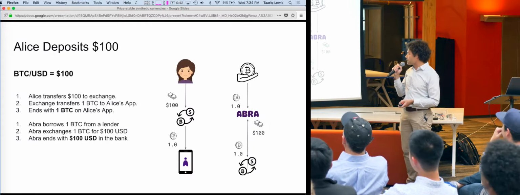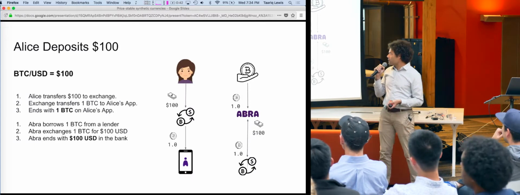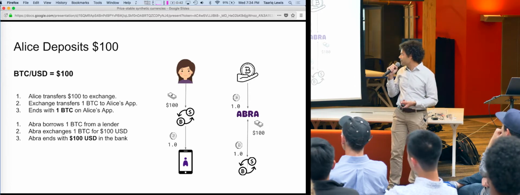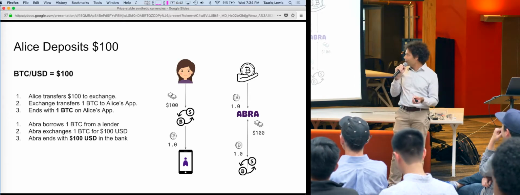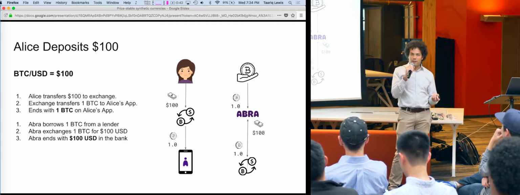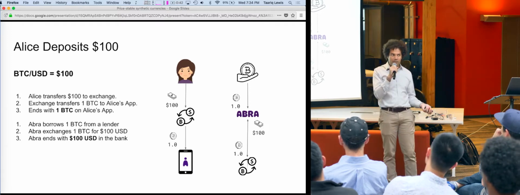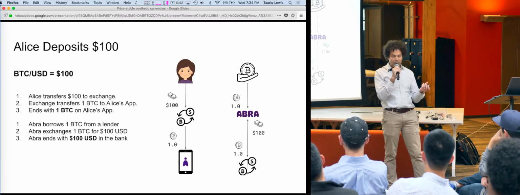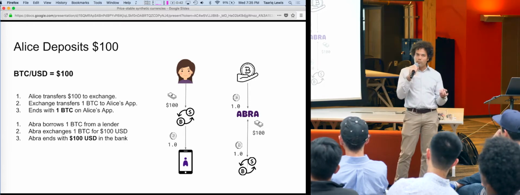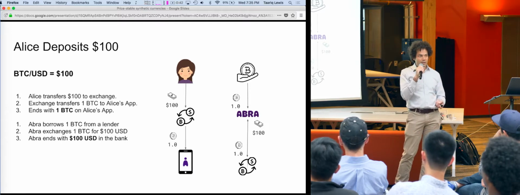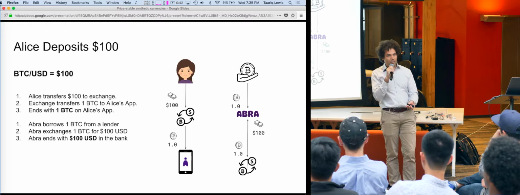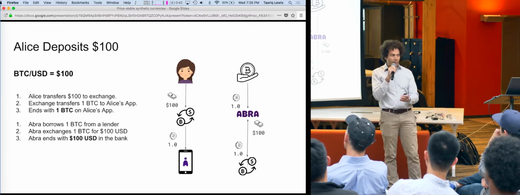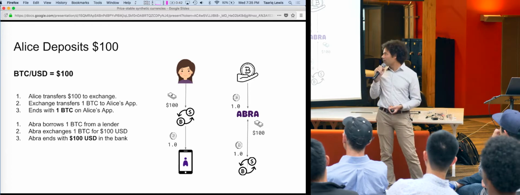Let me go into a little more detail on how it works. Say our typical user, Alice, wants to deposit $100 into Abra. The current Bitcoin price is $100, so that's quite a steal right now. Alice would transfer her $100 to one of Abra's exchange partners, where that $100 would get converted into one Bitcoin, and then that Bitcoin would get sent to Alice's app on her phone. Meanwhile, Abra needs to maintain what we call a hedge. I'll explain what that is. Abra will borrow one Bitcoin from our lender and then exchange that Bitcoin for $100. Now Abra ends up with $100 in their bank account, and Alice has one Bitcoin on her phone. I've bolded those numbers, so remember them, because they will not change as the price changes. And that's kind of how this works.